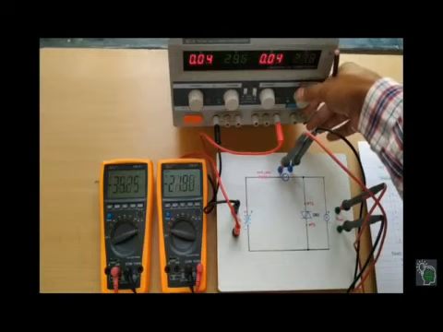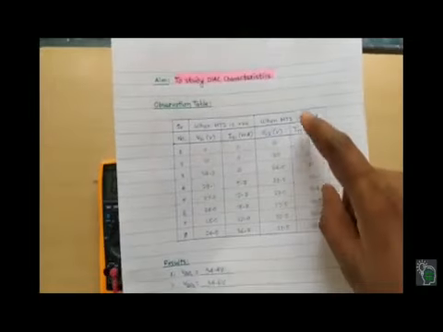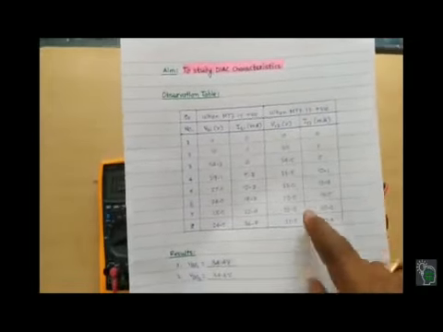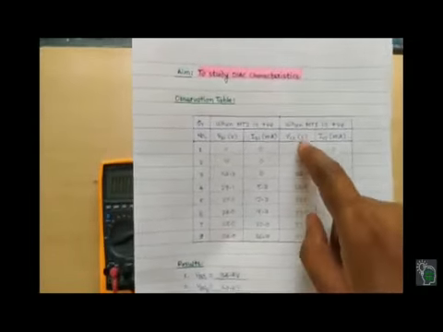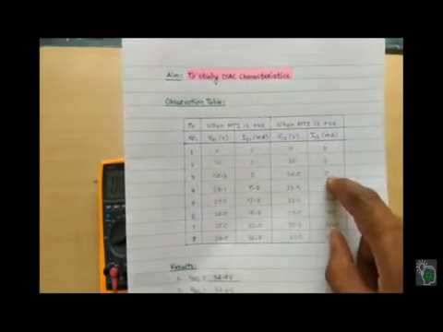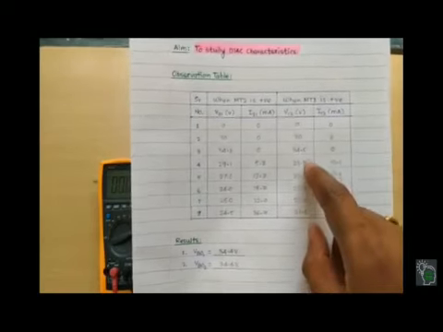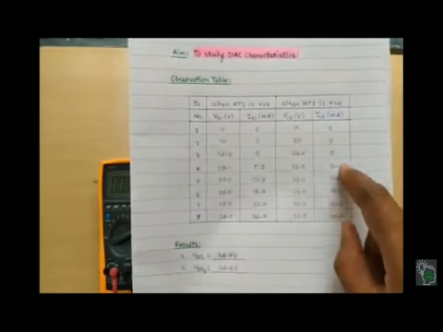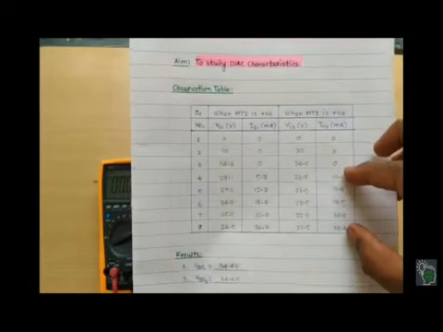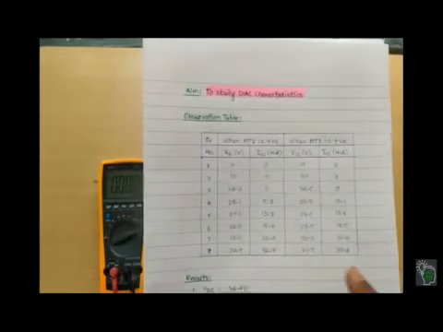Same as the characteristics for MT1 and MT2. By using these two observation tables, we are drawing the graph as the VI characteristics of Diac.